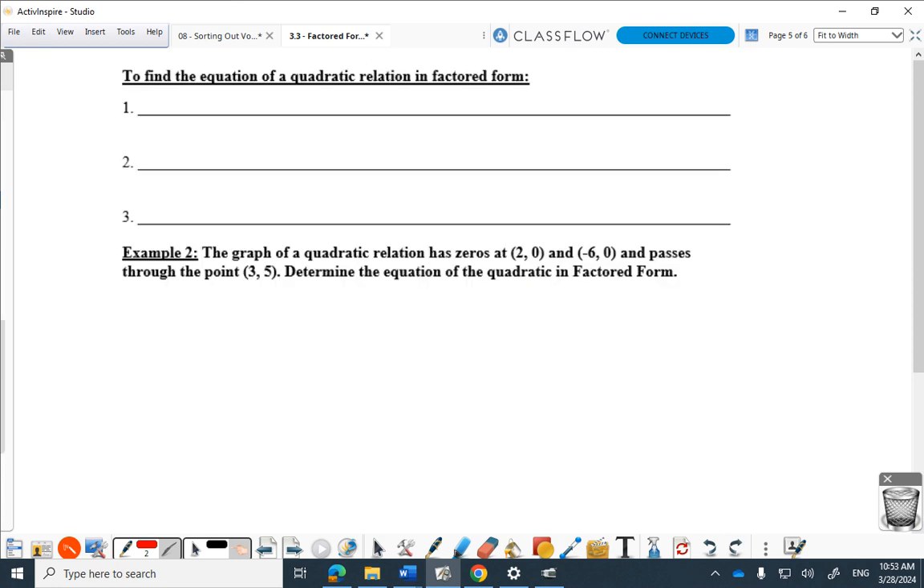Okay. Total new skill here on your last page. To find the equation of a quadratic relation in factored form, use the zeros to get the factors. I'll put a smiley face there. I don't think, after we practice it a couple times, you're going to find that particularly difficult.